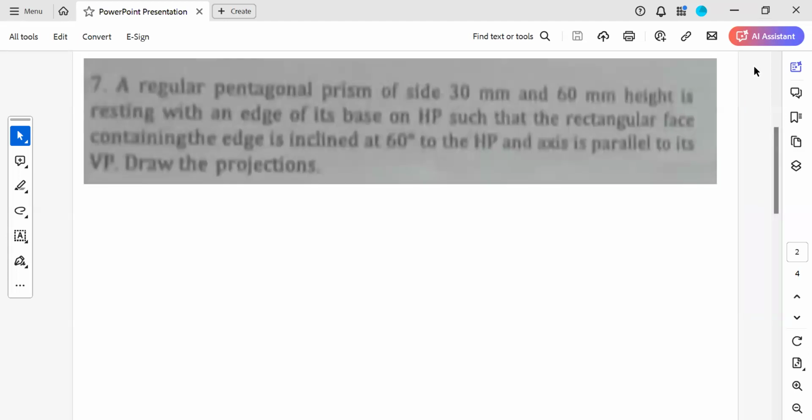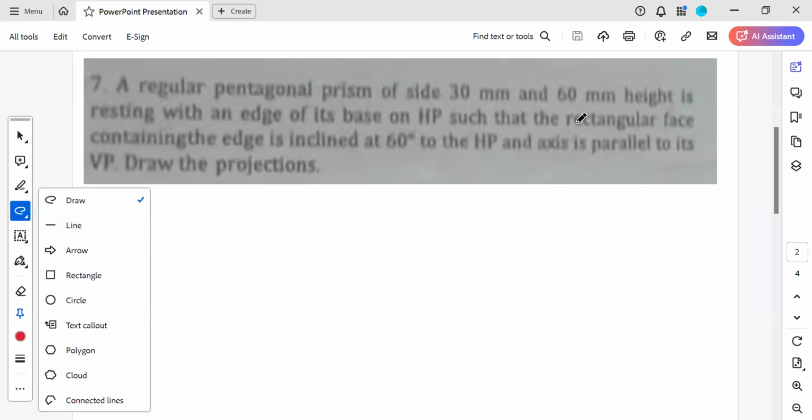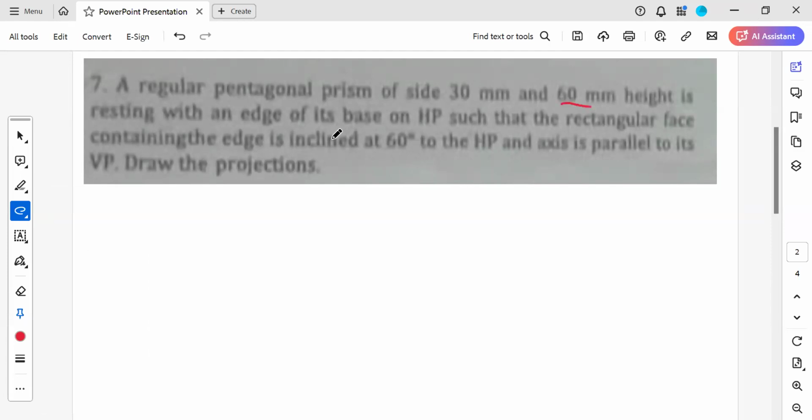The problem is a pentagonal prism. Side is given as 30 mm, and axis height is given as 60 mm. It is resting with an edge on its base, such that the rectangular face containing that edge is inclined at 60 degrees to HP. Axis is parallel to the VP. So this problem is solved in two stages.